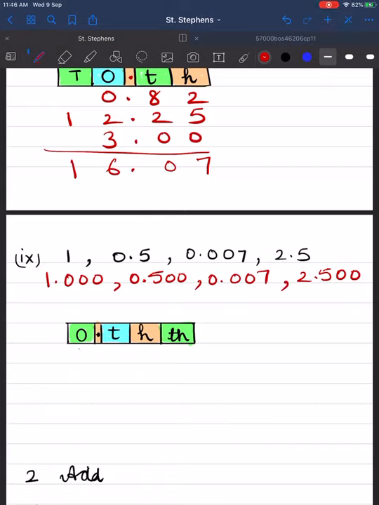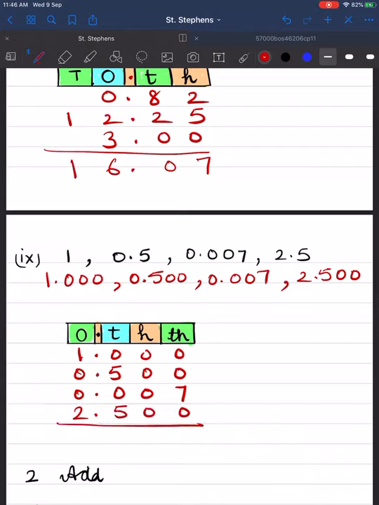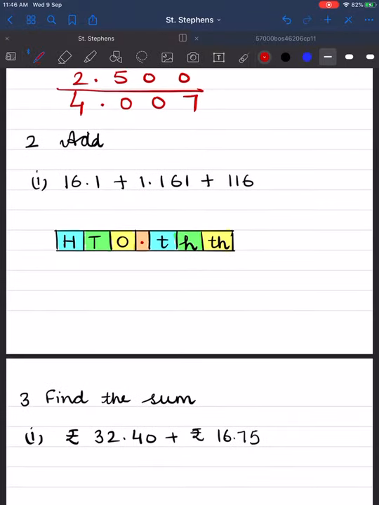So here we have 1.000, 0.500, 0.007 and 2.500. Now let's add. So here we have 7, 0, here we get 10, we write 0, decimal below decimal and we carry 1, so we get here 4. So we get 4.007.